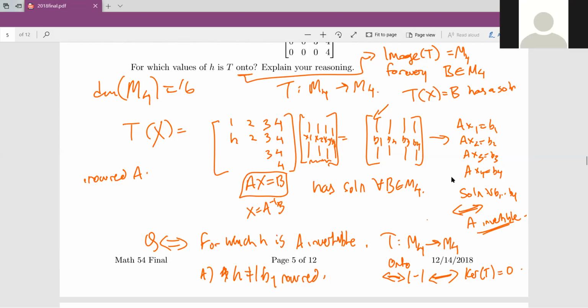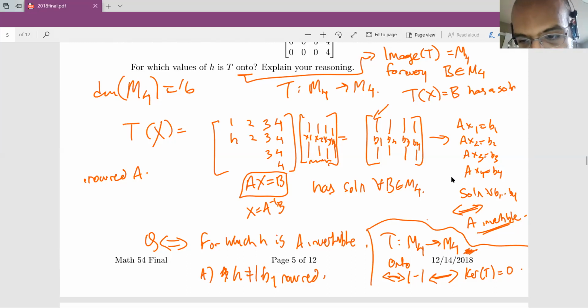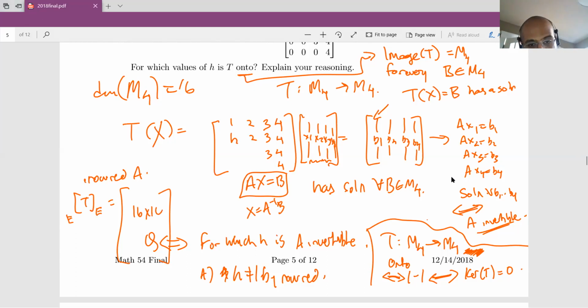Just to confirm, this is because the matrix A is square, right? No, this is not because the matrix A is square. It's because the domain and codomain of the linear transformation are the same. I see. So this is why this question is confusing. The matrix of T in some basis, right? This is some huge 16 by 16 matrix. Right? The matrix A here is not the matrix of the linear transformation T.